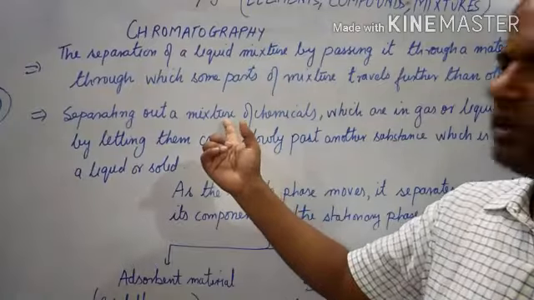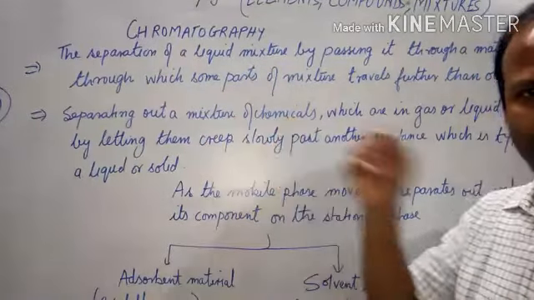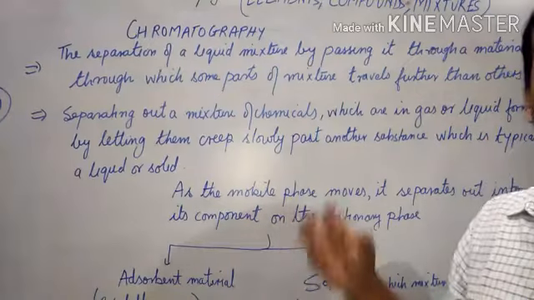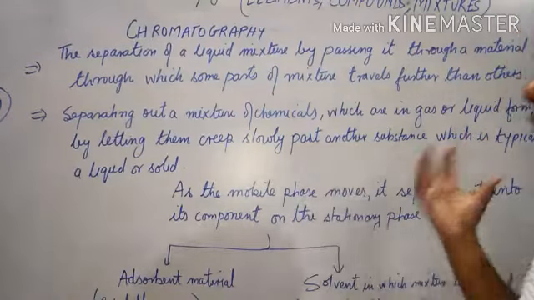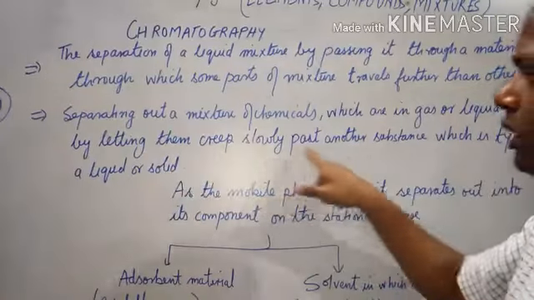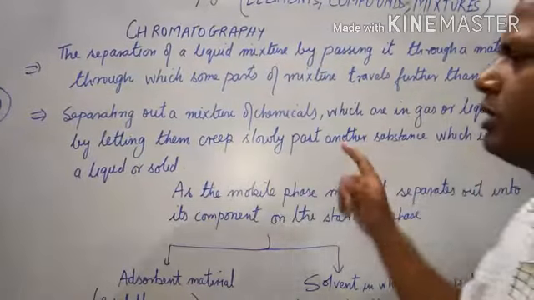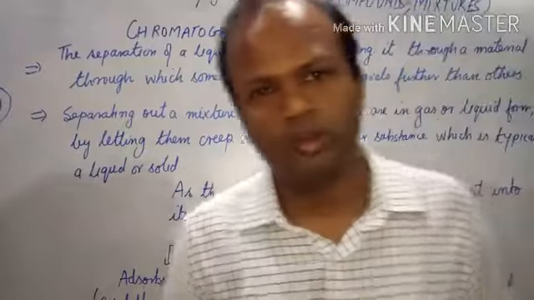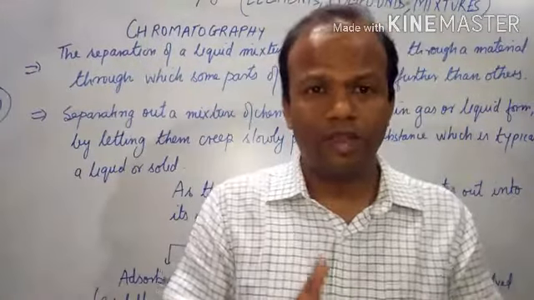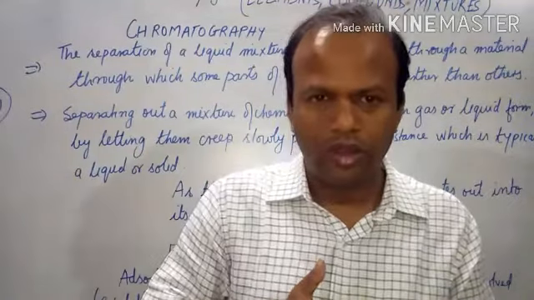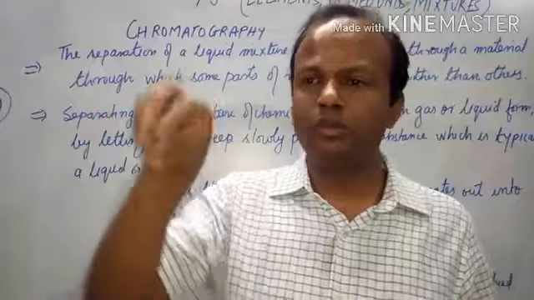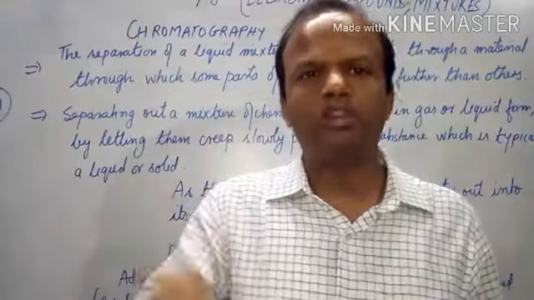Another definition: separating out a mixture of chemicals which are in gas or liquid form. It is not necessary that they be in liquid form, they can be in gas form also, a gaseous mixture, by letting them creep slowly past another substance which is typically a liquid or solid. Again, there is a race for adsorption. So among the components of the mixture there is this race, make this clear.